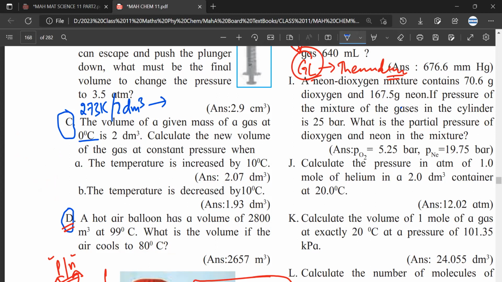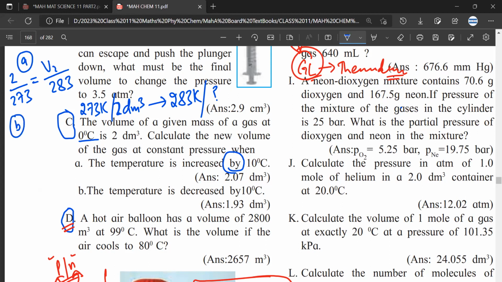This is state 1. Calculate the new volume if the temperature is increased by 10. Now, when they say by, you should understand that 0 degrees Celsius would become 10 degrees Celsius, 0 plus 10. So 10 degrees Celsius would be 283 Kelvin. And they are asking us the new volume. So V1 upon T1 is equal to V2 upon T2. Avantika, are we clear? Yes. So this would be the A part.